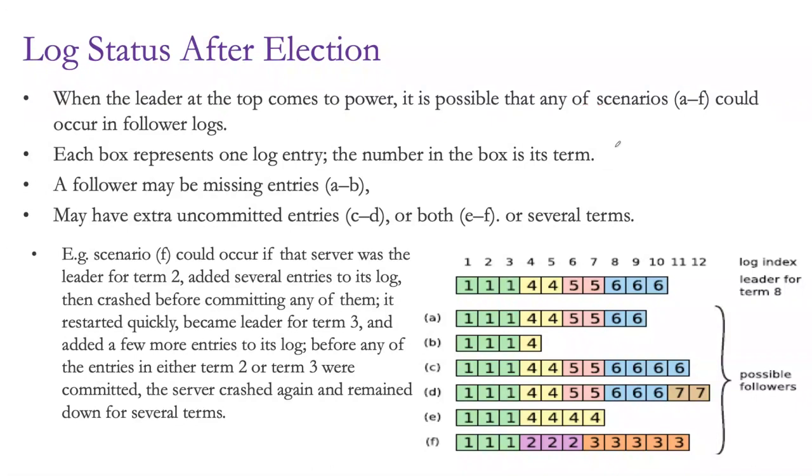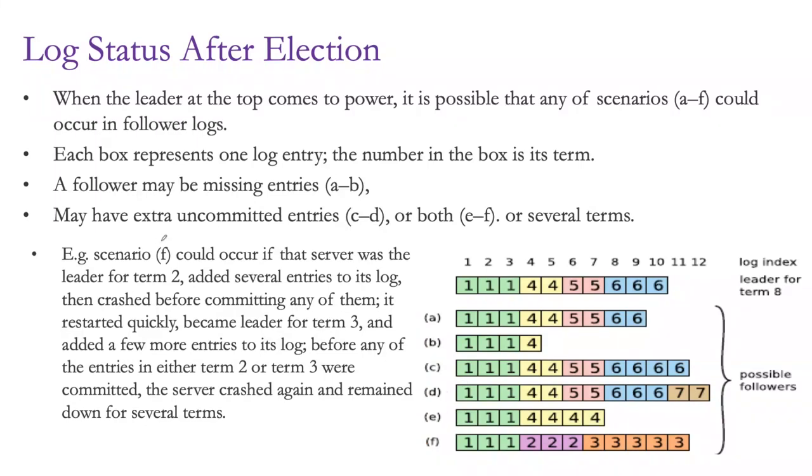So when a leader comes to power, it is possible that any of these scenarios from A to F could occur in the following logs. Each box represents one log entry. The number in the box is the term, as just mentioned. The followers may be missing entries, as in A and B, or may have extra uncommitted entries, as in C and D, or both, as in E and F.